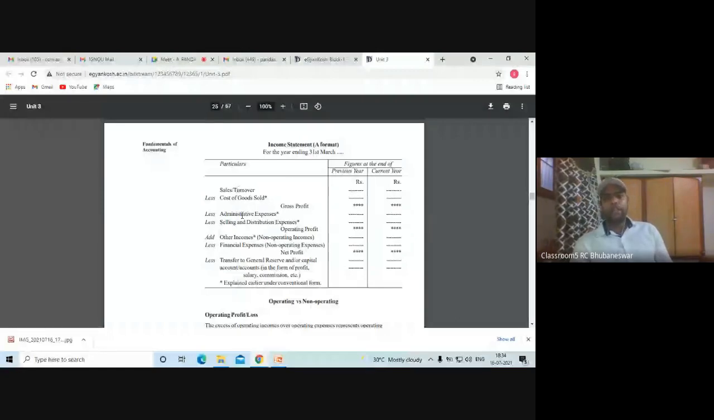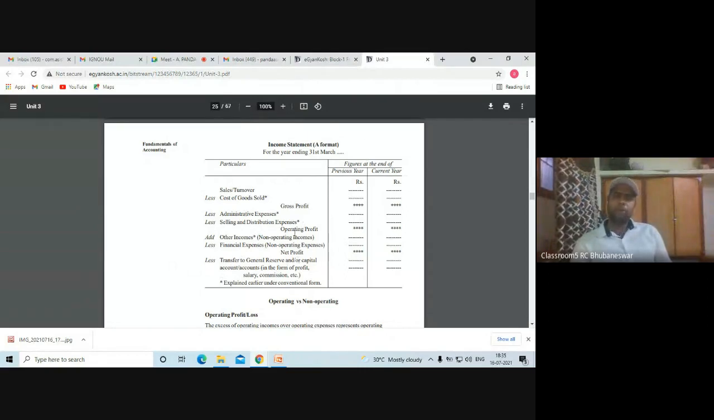Less administrative expenses, less selling and distribution, you get operating profit. Other incomes, if any, you will add, and less financial expenses, that means interest and others, will get deducted here, and you will get net profit. Then any reserve, if you are keeping, will get deducted. And this is the entire format of the income statement.